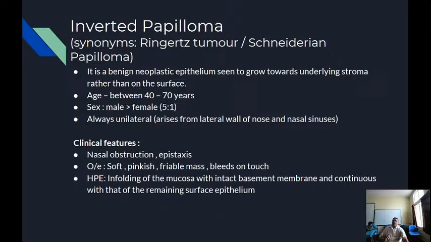Okay. So this is basically a benign tumor which is usually seen in the age between 40 and 70 years. There is a male preponderance, and they are almost always unilateral, one-sided. The clinical features, as you know, when there is a tumor or a swelling present in the nasal cavity, the first thing is obstruction.